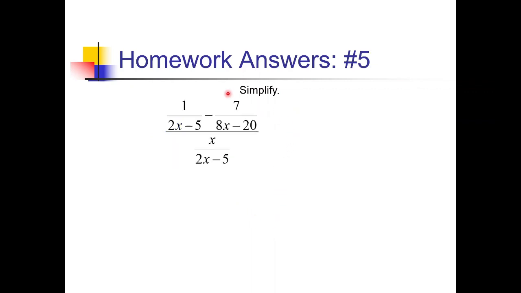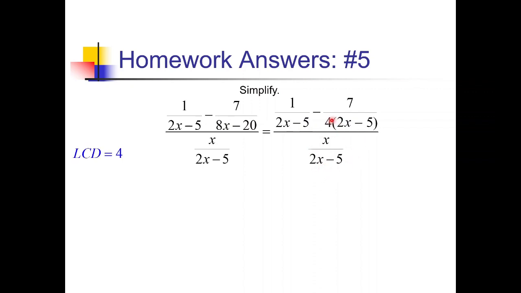To start simplifying this complex fraction, I need to find the LCD of all the subfractions in here. And to do that, it would be helpful if I factored this top right fraction a little bit. For that one, I can take out a 4, it looks like. That leaves me with 2x minus 5. And since that matches all these other ones, that turns out to have been a very helpful thing to do. So for my LCD, I need a 4 and a 2x minus 5. And that actually covers everything, so that works out really well.